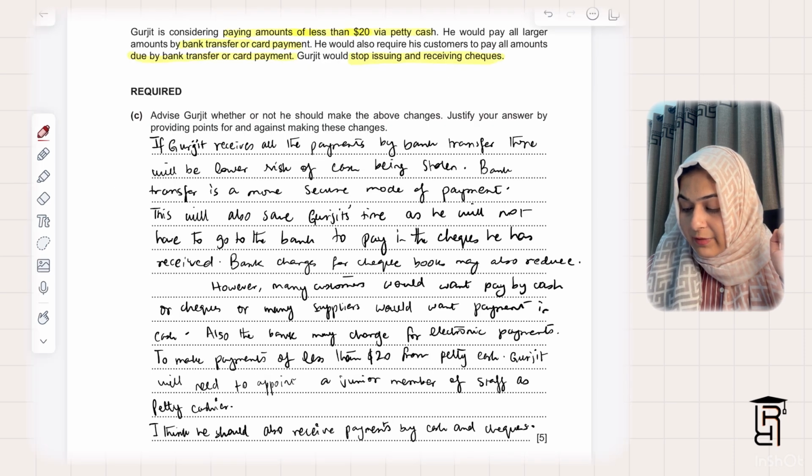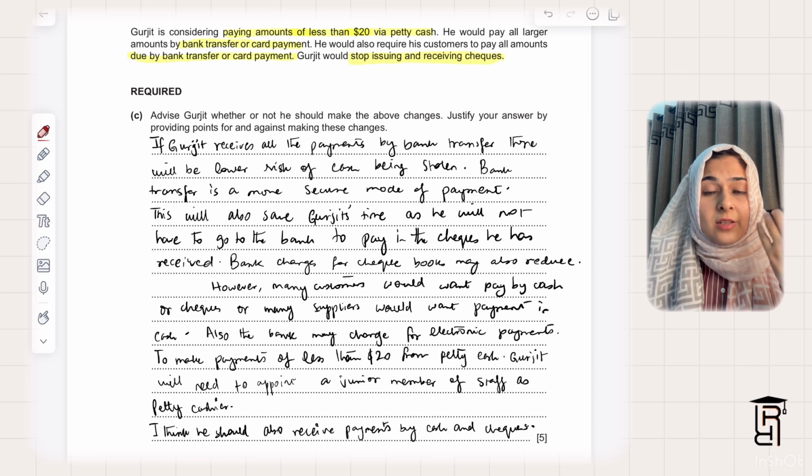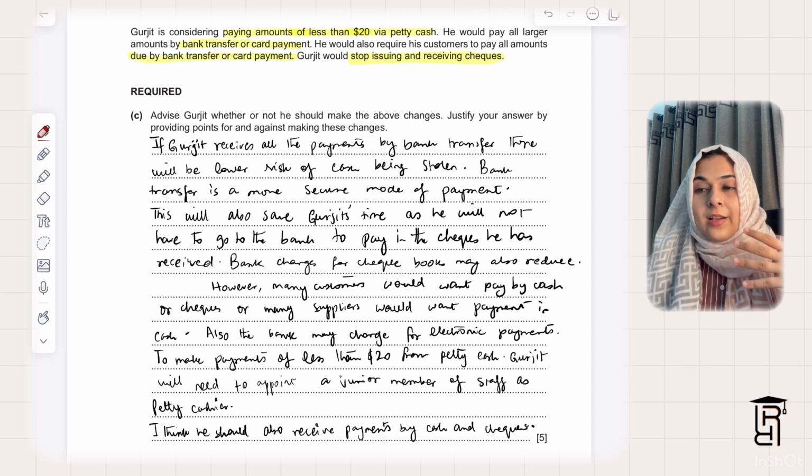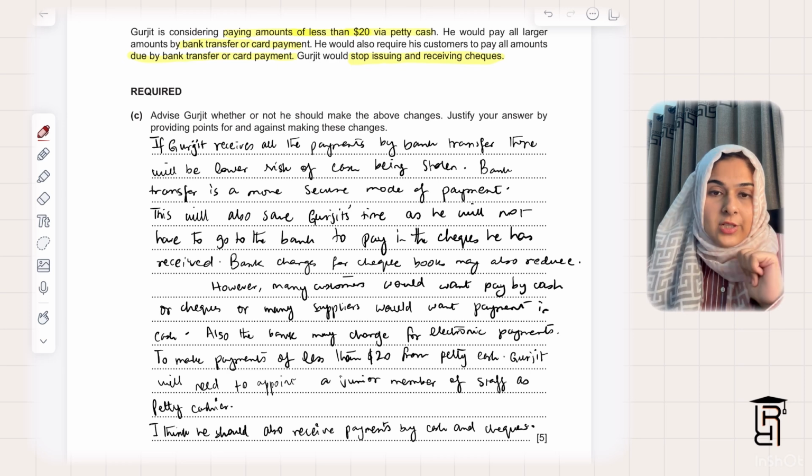I think he should also receive payments by cash and checks. That is true, because they shouldn't restrict themselves to bank transfers only, because customers do prefer paying in cash and paying through check. And it's not very good to restrict your customer in the mode of payment. We just want the customer to pay on time. That is the greatest achievement we can have as a business, that the credit customers basically pay us on time. That's a big thing. But if we restrict them to bank transfers, that's not a very good thing to do. We just want the payments, so I think the payment mode should not be restricted to just bank transfers.